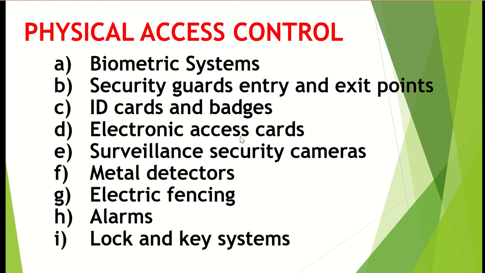So usually itong electronic access cards, nangyayari yan sa iba't ibang company, usually sa Makati. For you to enter a company, for you to open a door that is made of glass, you have the electronic access cards. And then you should have the surveillance security cameras, the CCTV, the metal detectors na ginagamit ng security guards, and then the electric fencing, alarms, lock and key systems. So ibig sabihin, those are the physical access controls na kung saan could help us to prevent the intruders, yung mga tao na pwedeng sumira sa ating system, sa ating data. Okay? Next.